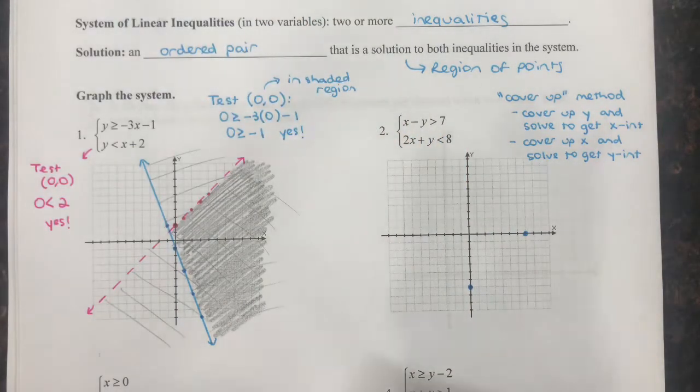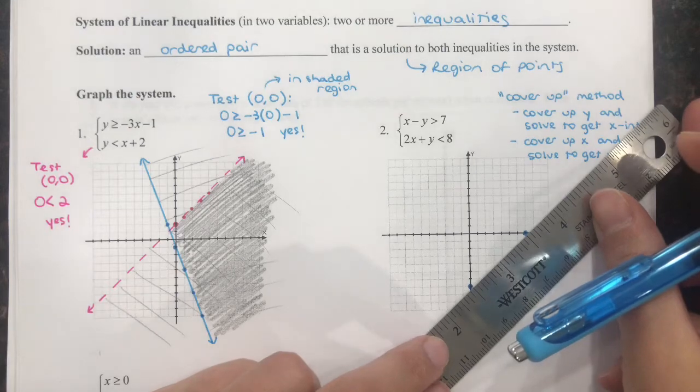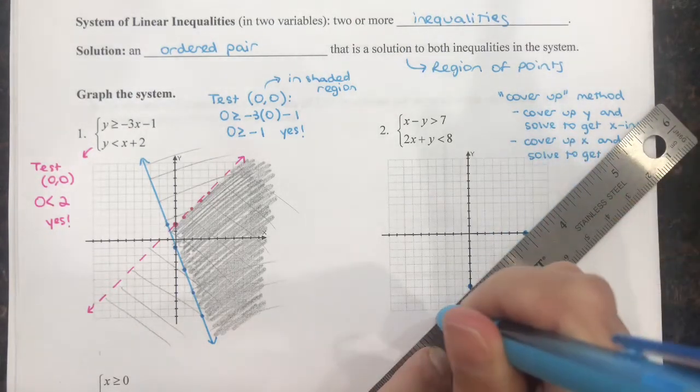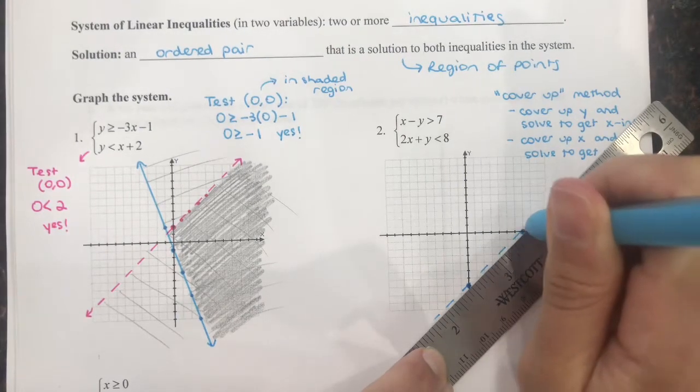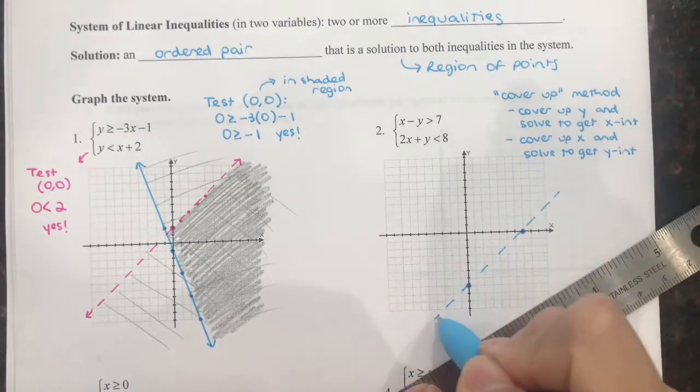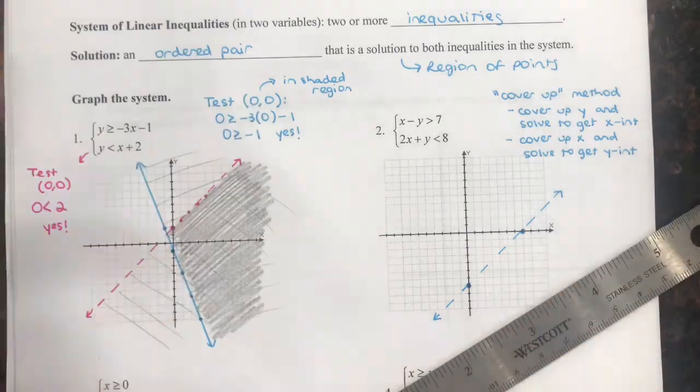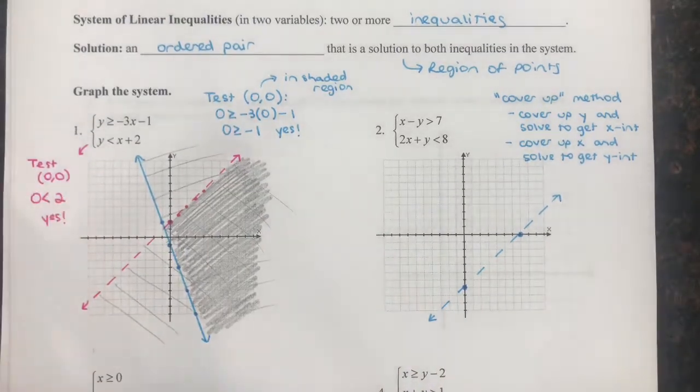So now I'm ready to graph this. If you would rather rewrite into slope-intercept form, totally fine. Go ahead and do that. I just think this is faster. Notice I didn't even have to do any work. Everything was in my head.